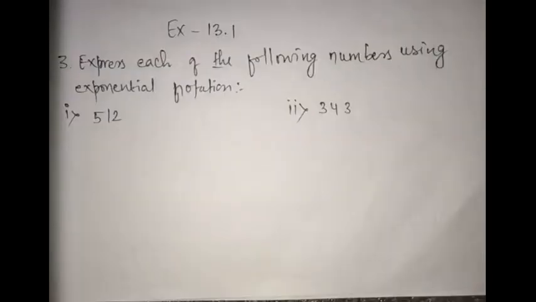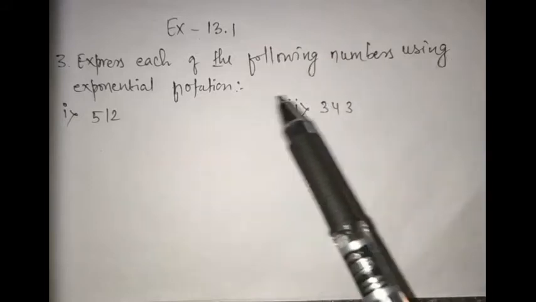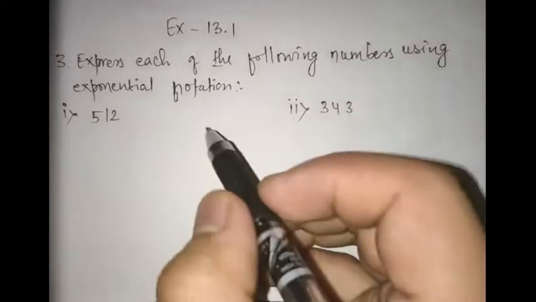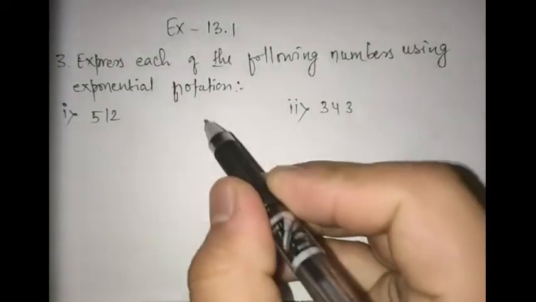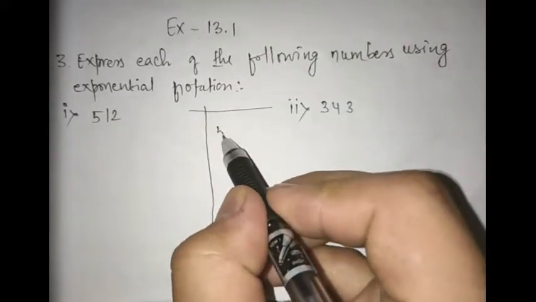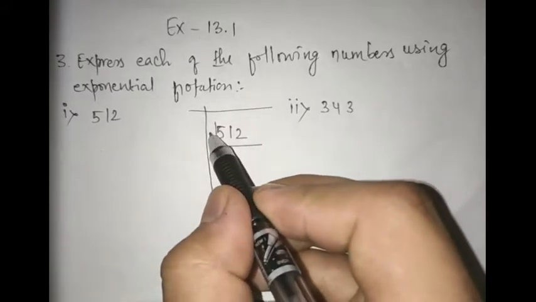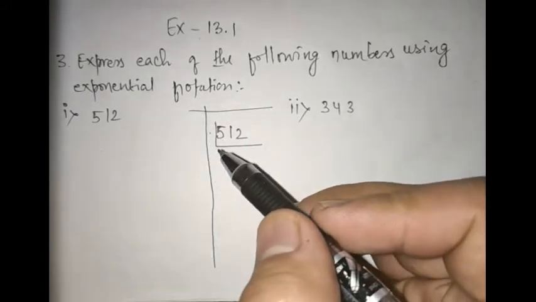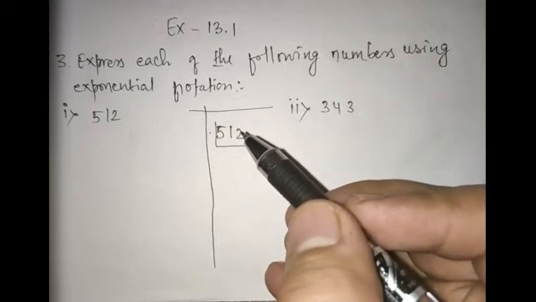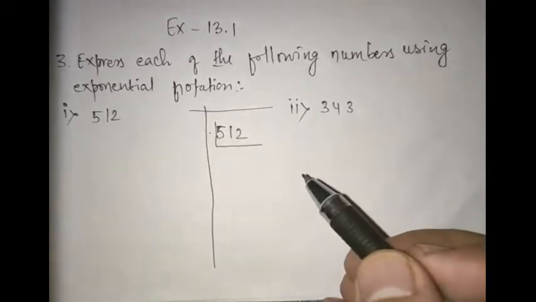So here we have question number 3. The question is, express each of the following numbers using the exponential notation. Alright, so how to solve this? I have kept this space for the rough work. So for 512, take out the LCM of 512. You all know the prime factorization method, right? So using the prime factorization method we are going to solve this problem.